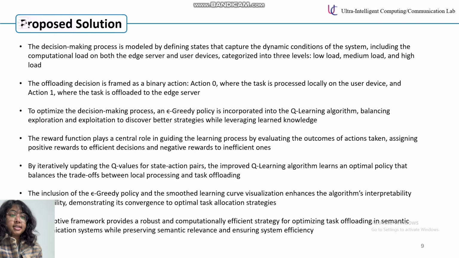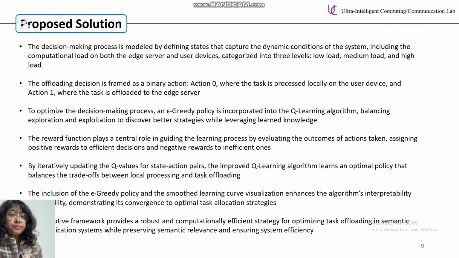To optimize the decision-making process, an epsilon-greedy policy is incorporated into the Q-learning algorithm, balancing exploration and exploitation to discover better strategies while leveraging learned knowledge. The reward function plays a central role in guiding the learning process by evaluating the outcome of actions taken, assigning positive rewards to efficient decisions and negative rewards to inefficient ones.